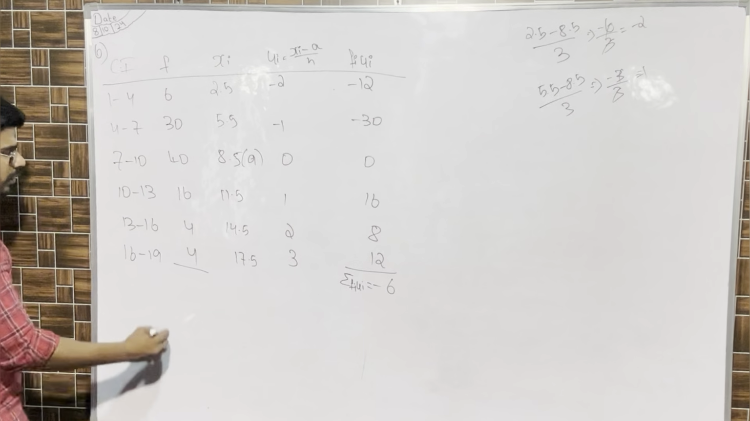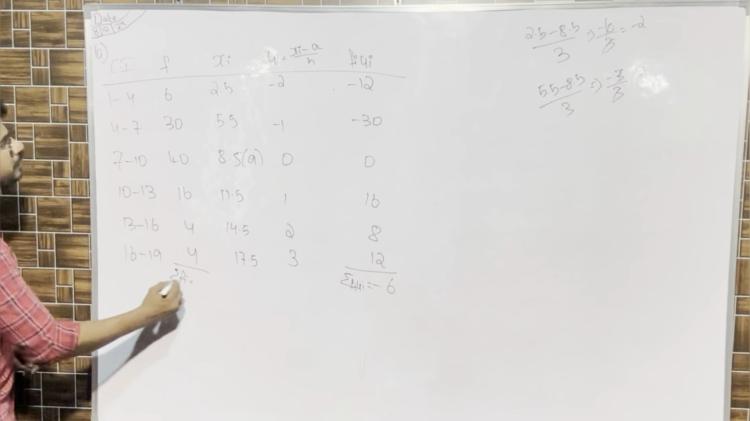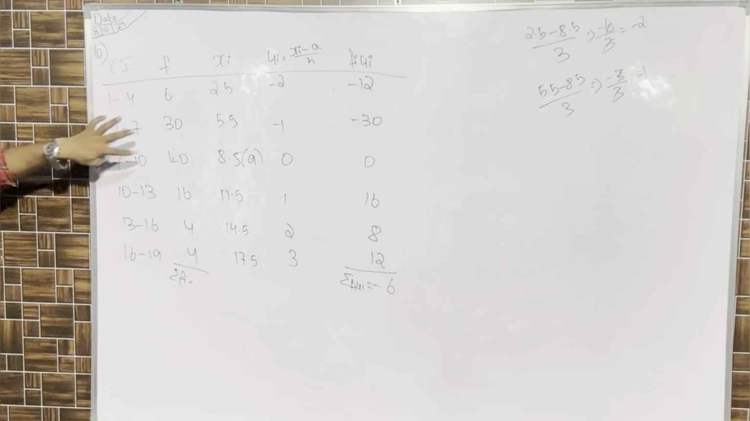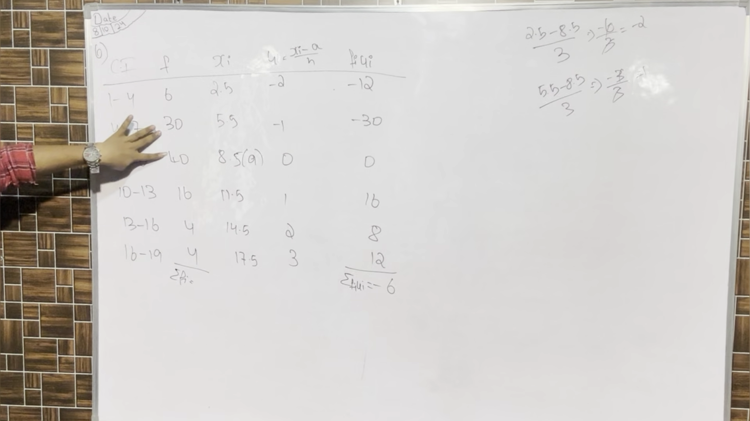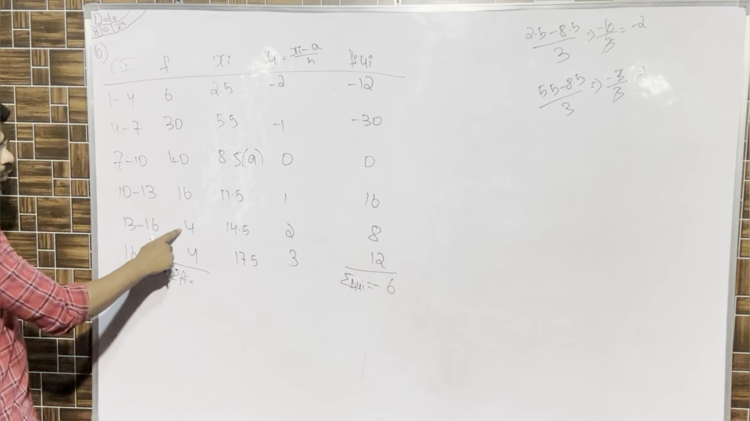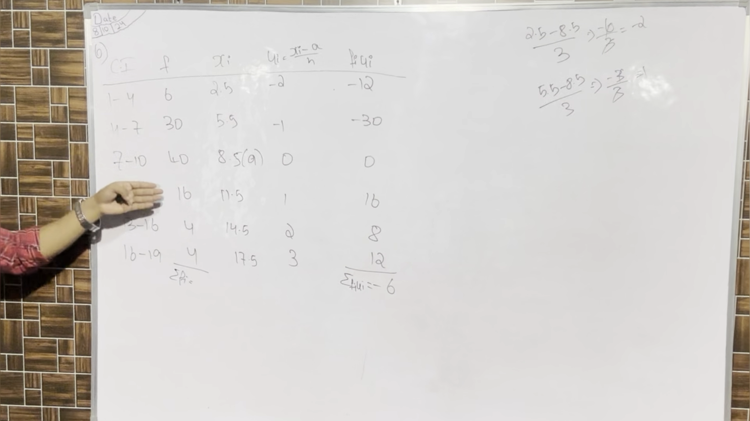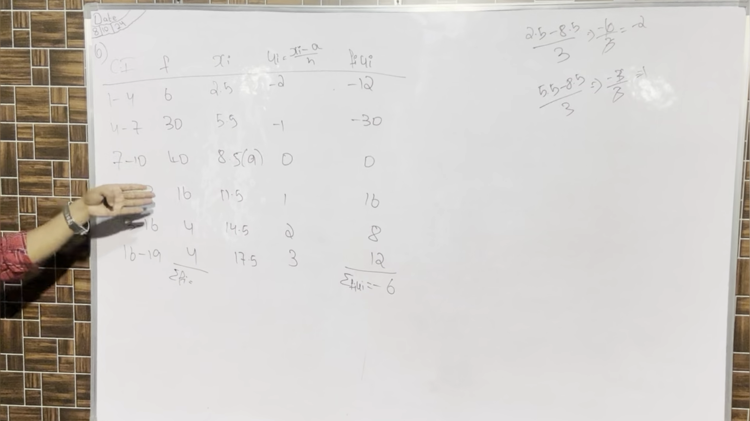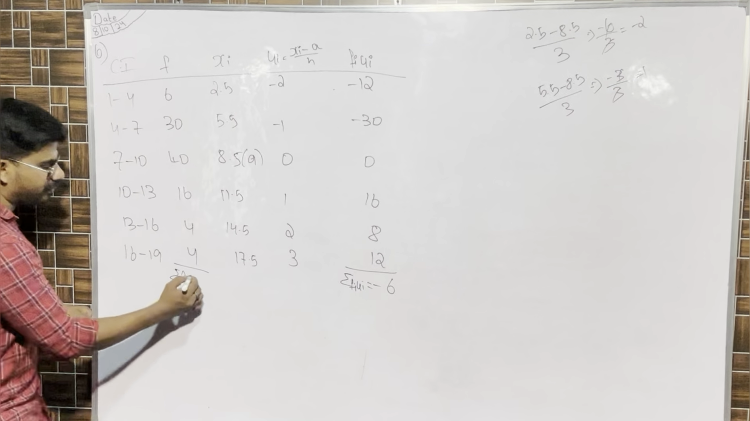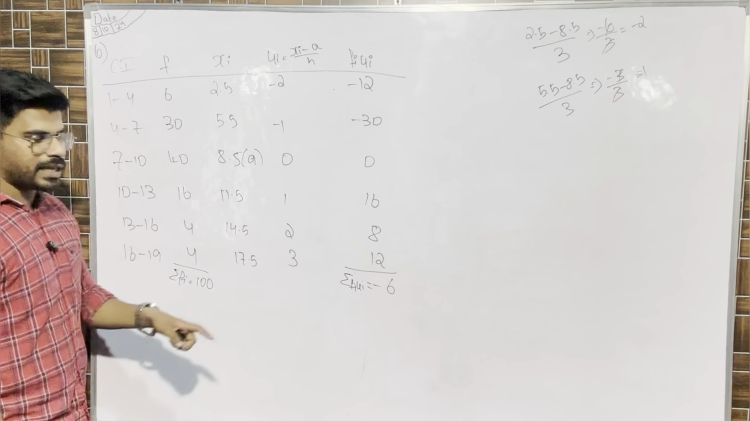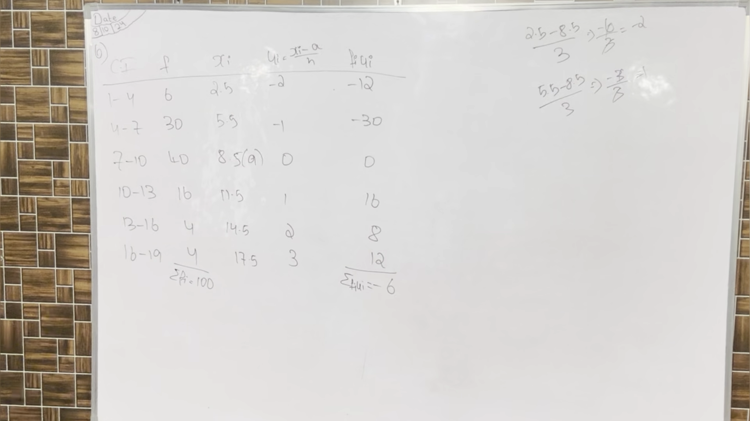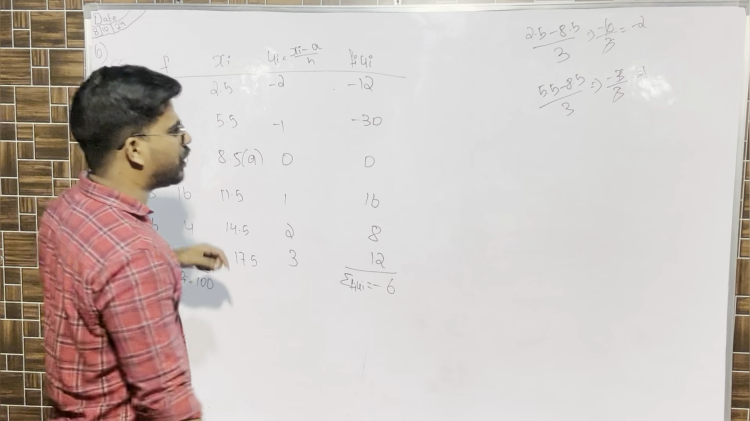Sigma fiui we got, sigma fi. Is it 100? Yes. Let us check. 40 plus 30, 70. 16 plus 4, 20. 6 plus 4, 10. 70, 20, 10. 70 plus 20, 90. 90 plus 10, 100. Sigma fiui we have, sigma fi we have, and A we have, h we just calculated. If you want, you can write all the values. I am directly substituting. What is the formula?